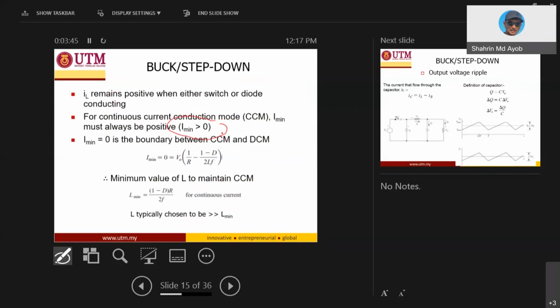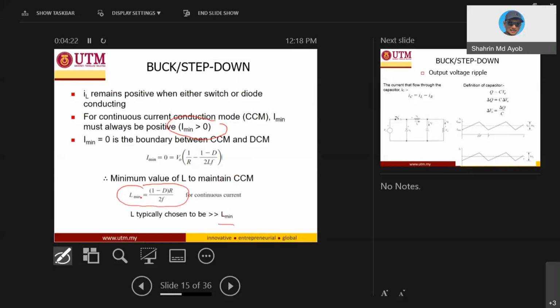By solving that equation of I min, we will see that the value of I min is much related to, or actually affected by, the value of the inductor. So you need to make sure that your inductor must be larger than your L minimum. This L minimum is the smallest inductor. So you need to ensure that your L is larger than L minimum.